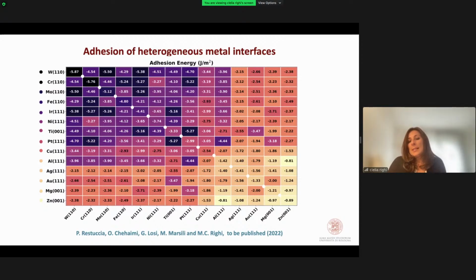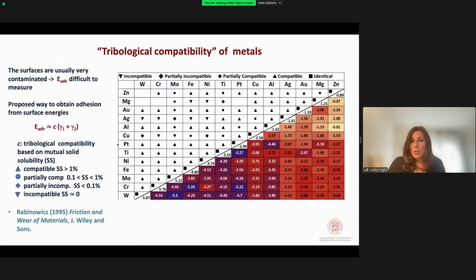So, first of all, this is an interesting result, the fact per se that we have provided these numerical values for the adhesion, because up to now, it was not possible to find in textbooks a systematic description of the adhesion of material pairs. What we found is just a qualitative description proposed by Rabinovich, who described this quantity, the compatibility of two different metals, by considering the solid solubility that can be measured in the experiments. So the material pairs that are defined compatible are those that have a solid solubility higher than 1%. Partially compatible, those that have the solid solubility in this range, and so on.